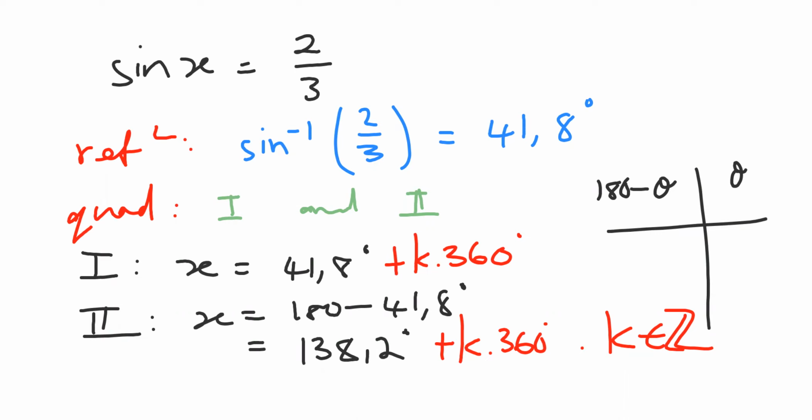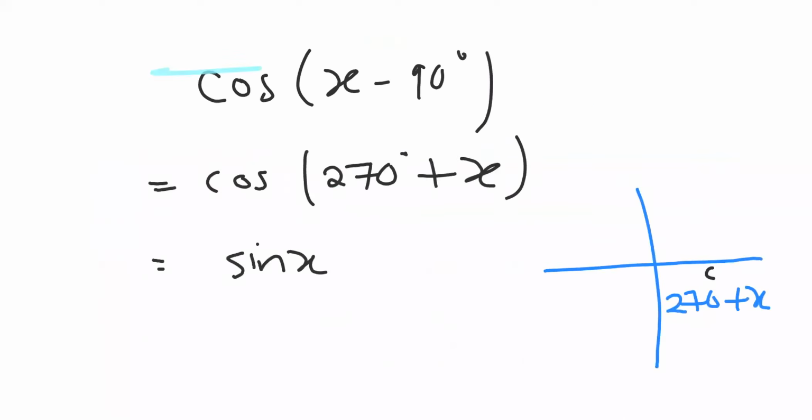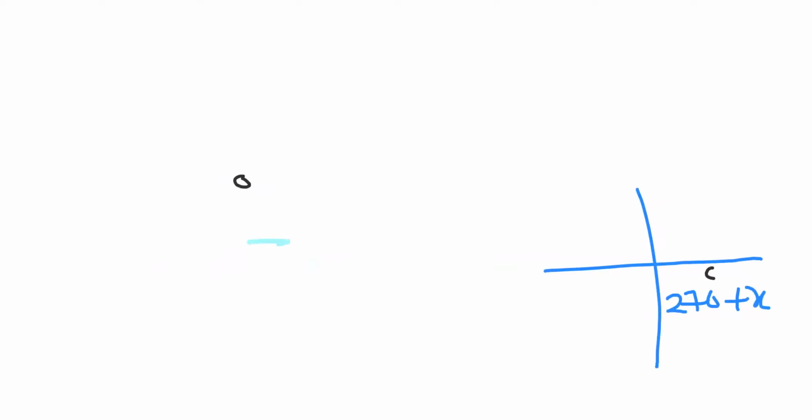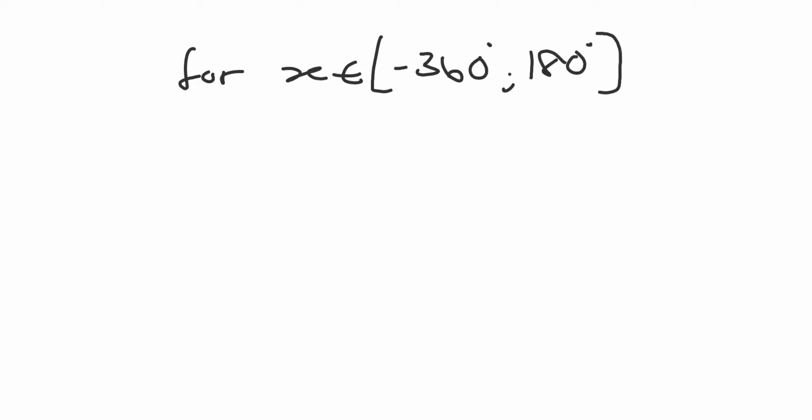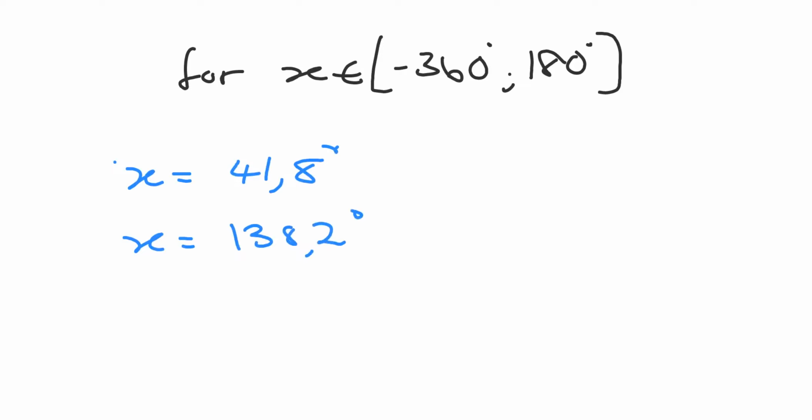I just need a clean page. Let me just use this. So they say that we have to solve for x where x is an element of negative 360 till positive 180. This is part of the original question. So far, we found two solutions for x. We found the one which is 41.8 degrees, and then we also found the 138.2 degrees. That was in the first and second quadrant.